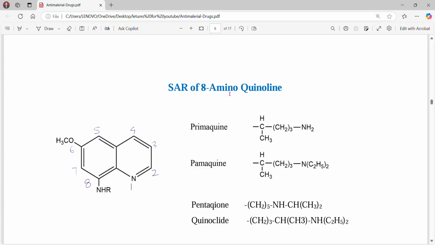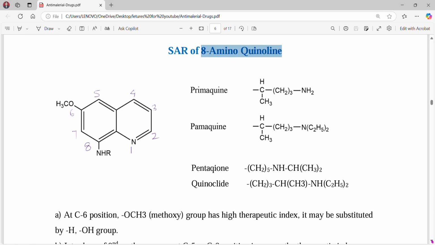The very basic property of the 8-aminoquinoline nucleus is the presence of an amino functional group at 8th position, and very importantly, as we have already discussed in the previous class for cinchona alkaloid, the presence of a methoxy functional group at 6th position. So this change in the structural property gives the new class of derivative, that is 8-aminoquinolines. Examples of these type of drugs are primaquine, palmaquine, pentaquine and quinoclide.